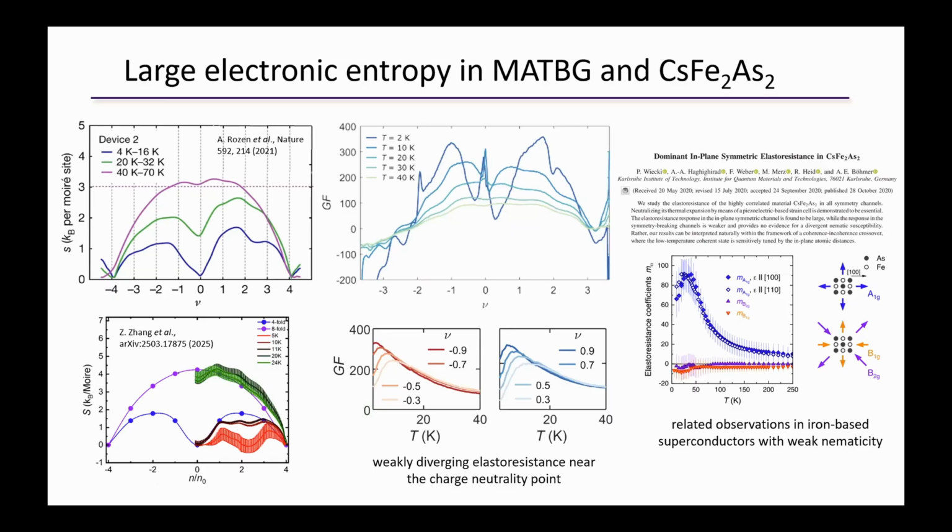And the maximum point is an indication of the coherent to incoherent crossover in the system, where you go from a blurry, diffuse spectral weight at high temperature to some sharply defined Fermi surface at low temperature.